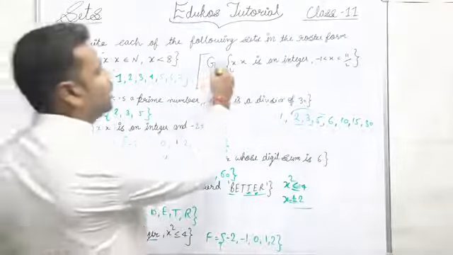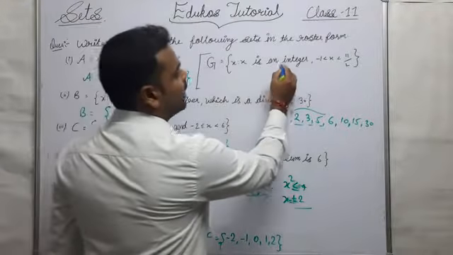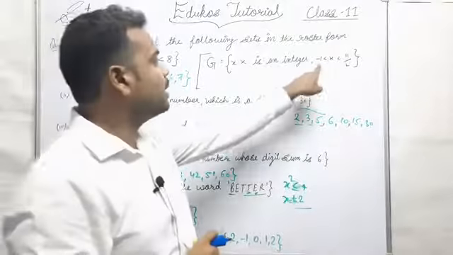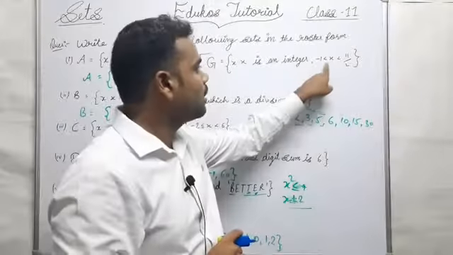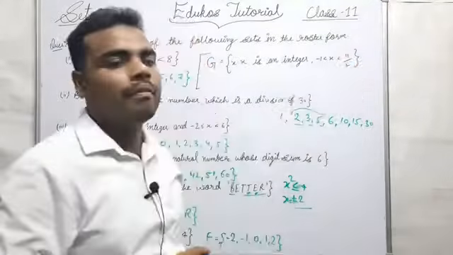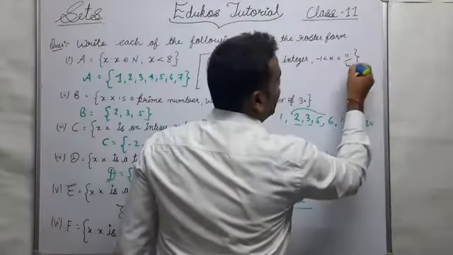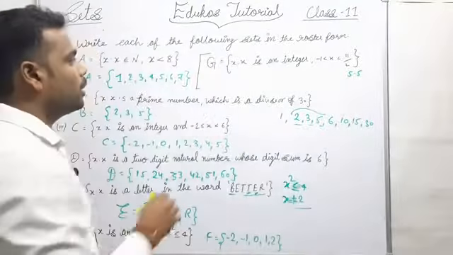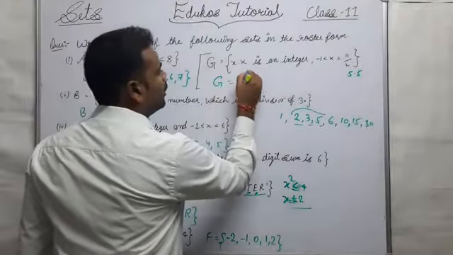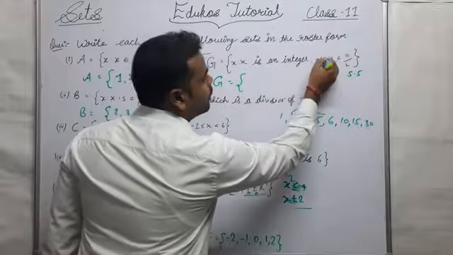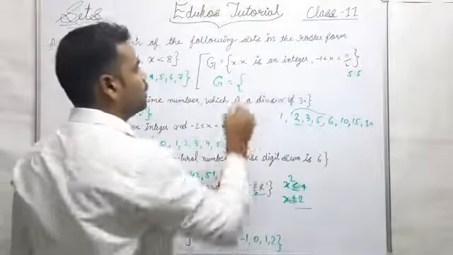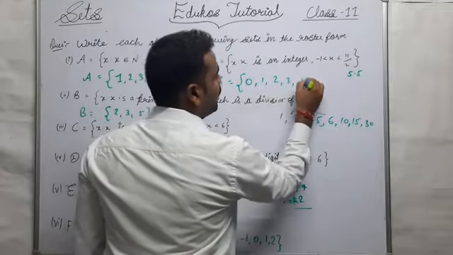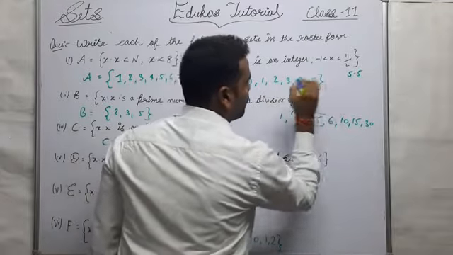Now the next question, G, x such that x is an integer and x is greater than -1 and less than 11 by 2. 11 by 2 is basically 5.5. Okay. So the elements in G will be, because x is greater than -1, 0, 1, 2, 3, 4 and 5.